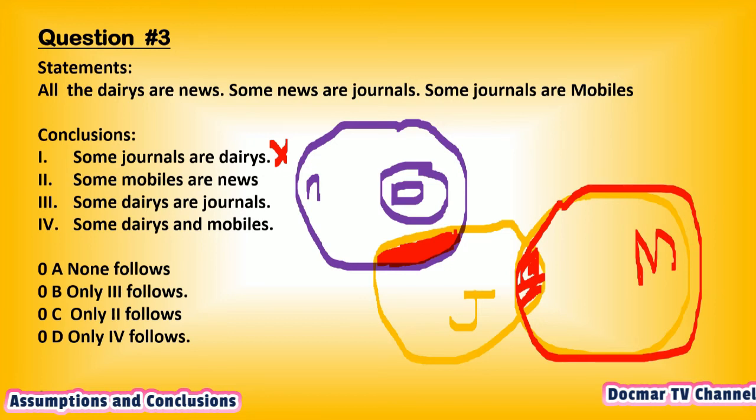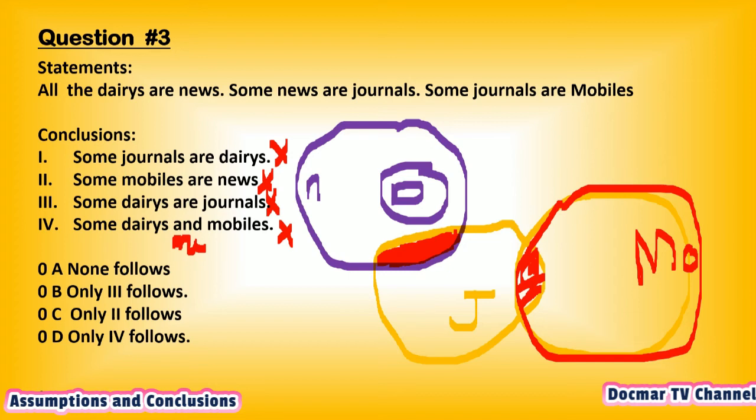Some mobiles are news. This is mobiles, and news is very far, no connection. Wrong. Some dairies are journals. Again, dairies and journals are not connected. Some dairies are mobiles. So this is wrong, because mobiles and dairies have no connection.